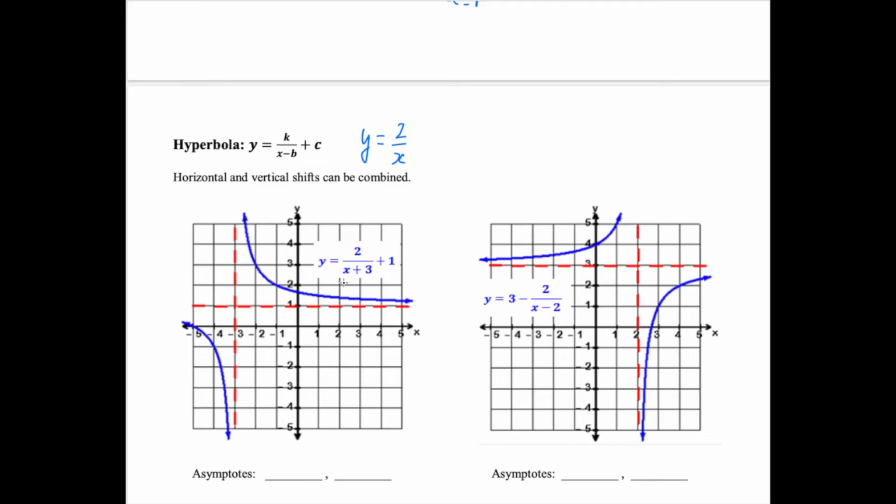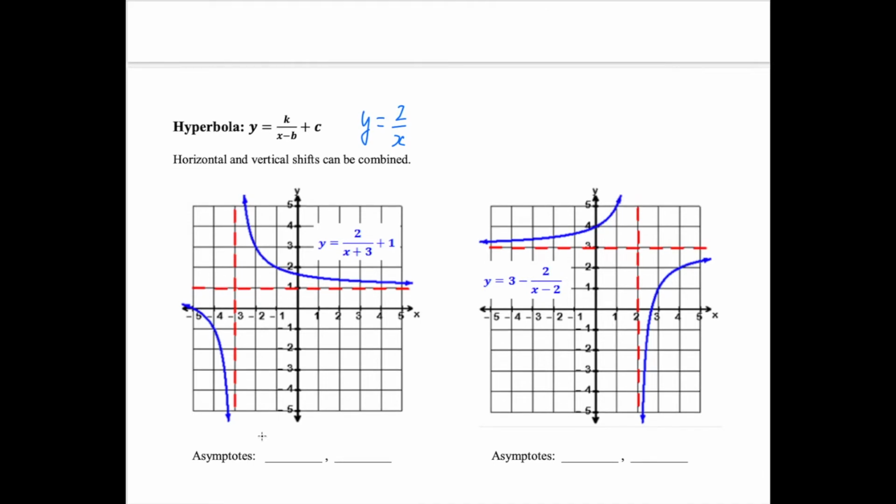It's a combination of a horizontal and a vertical shift, and because of that, both the asymptotes are going to change. Here it's asking you to find what the asymptotes are. Because the graph has shifted up 1 unit, the horizontal asymptote is going to be y is equal to 1, and because the graph is shifted left 3 units, the vertical asymptote is going to be x is equal to minus 3.